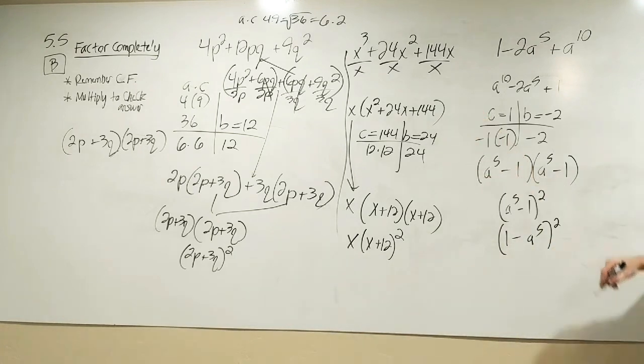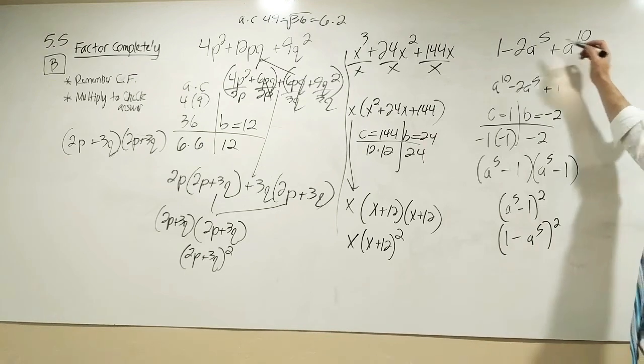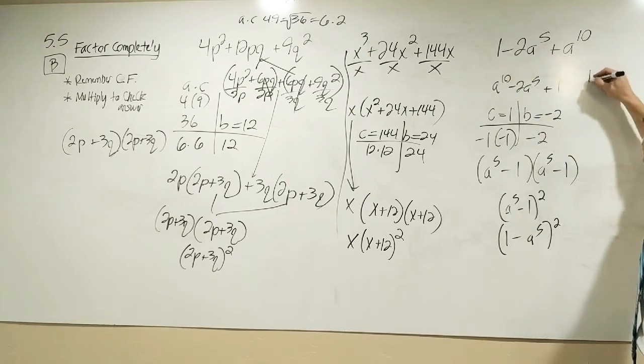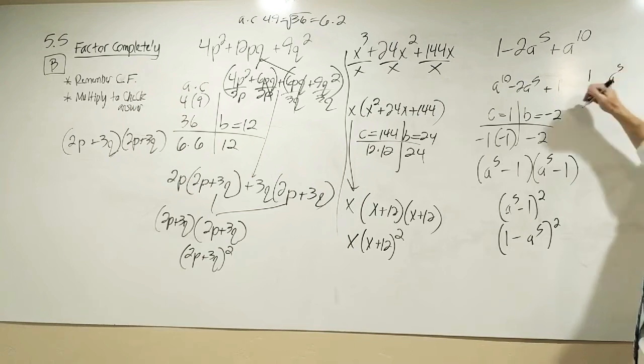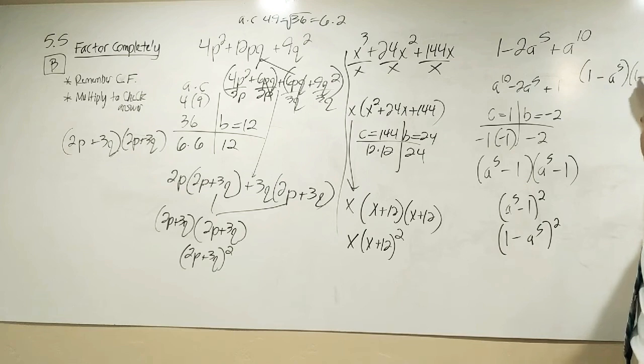So we go back to this, everyone. Is a to the 10th a perfect square? It is, because it's an even exponent. Is 1 a perfect square? It is. Square root of 1 is 1. Square root of a to the 10th is a to the 5th. This is minus and this is plus, so they're both going to be minus this time.